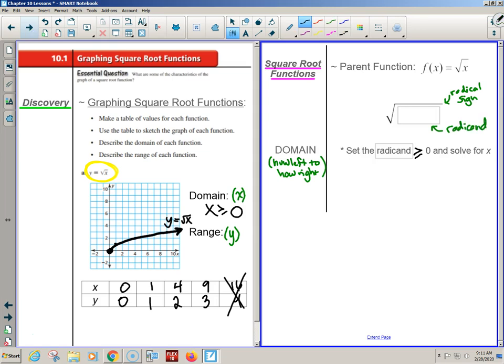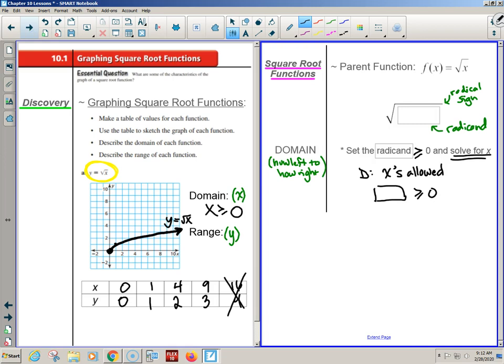So here's what you're going to do. To find your domain, you are going to try to figure out the x's that are allowed. And to find the x's that are allowed, we're going to take whatever is underneath the square root, called the radicand. We're going to set it greater than or equal to 0, and we're going to solve for x.